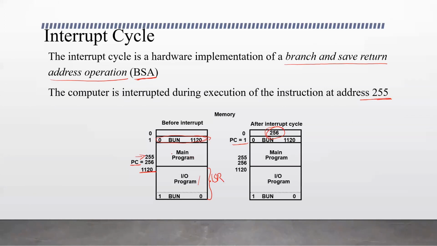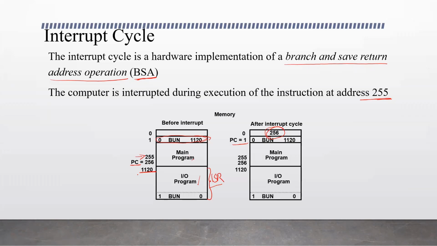During the execution of the main program, there is a need for execution of an IO program, to accept input or to print output. There is an immediate need for doing this. That is why the computer was interrupted. A signal came from the input or output device, telling the computer to stop the current execution of the main program and go execute this IO program. This is our interrupt service routine.